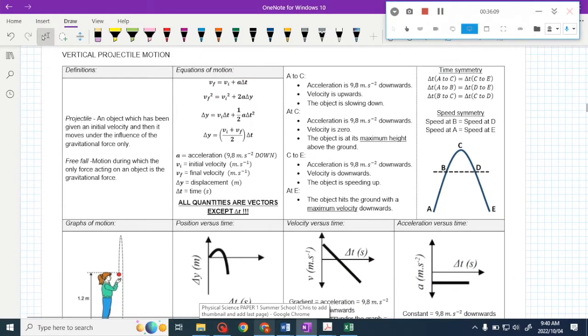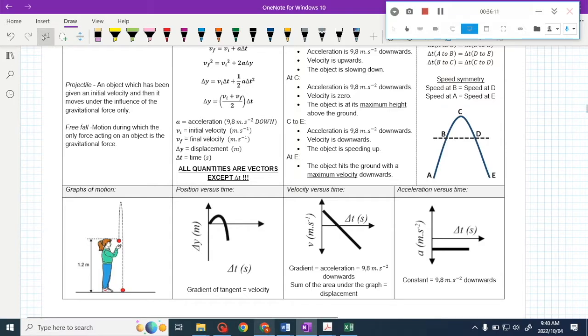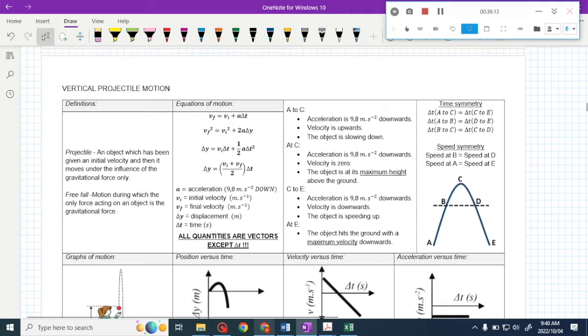Okay, we still have 20 minutes left. Stay with me, guys. If you need to stand up, stand up. Okay, vertical projectile motion. It went better than it could have, but it didn't go as great as it should have.